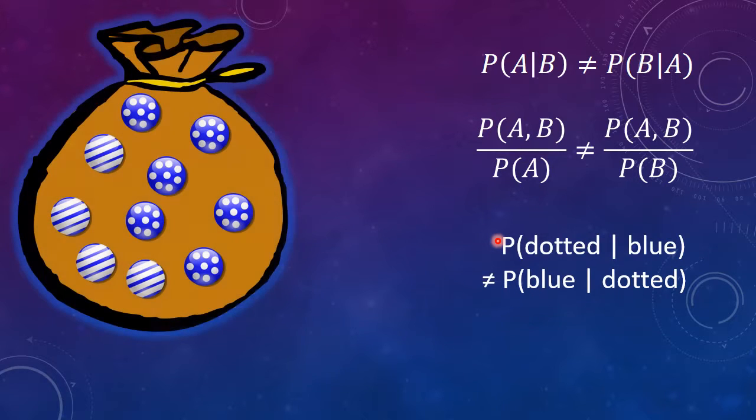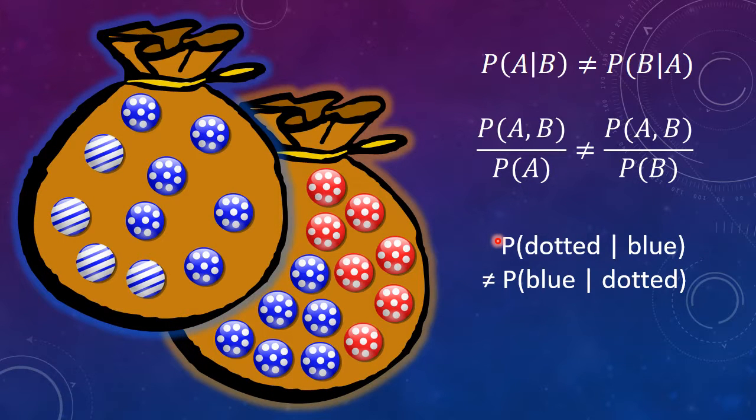The probability that a marble is dotted given that it's blue is not the same as the probability that the marble is blue given that it is dotted. Since something different is being conditioned on, the sample spaces for the conditional probabilities are different. In the bag on the left, you see only blue marbles, some of which are dotted and some of which are striped. In the bag on the right, you see both blue and red marbles, all of which are dotted. Finding the proportion of dotted marbles in the left bag or the proportion of blue marbles in the right bag is not going to give the same answer, except in very special circumstances.